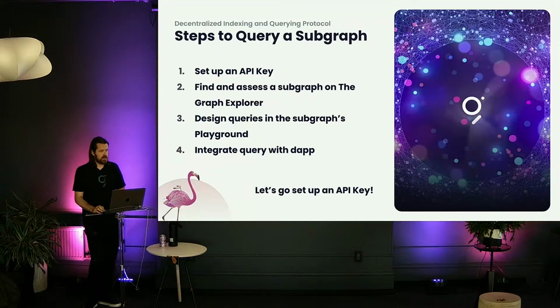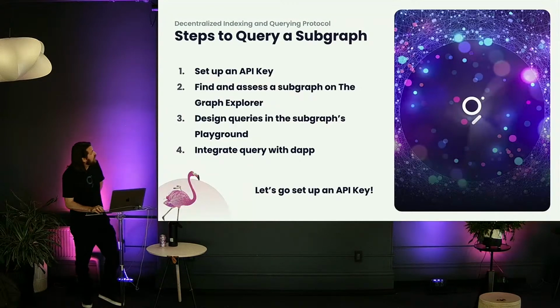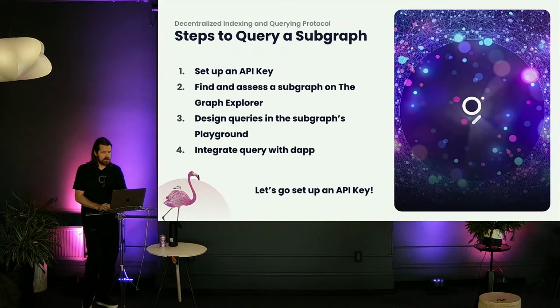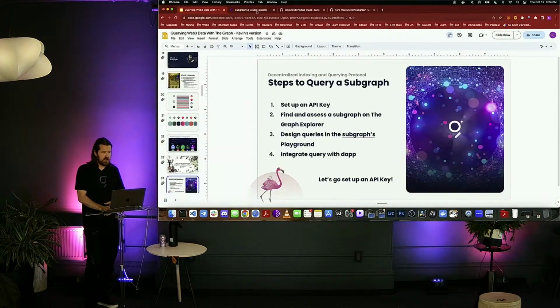So we're going to start with setting up an API key and then show off the Explorer a little bit. We're going to show how the playground works and how you can integrate this with the dApp. So let's just set up an API key.